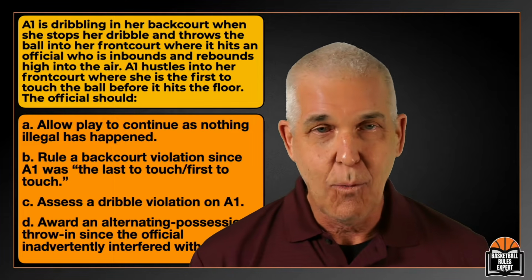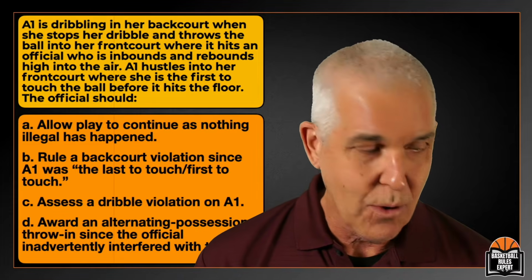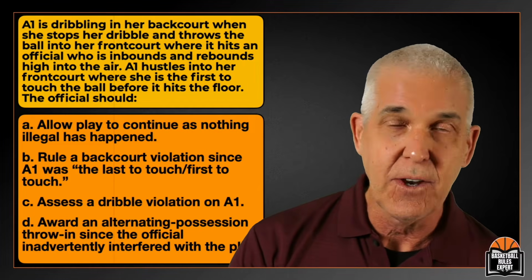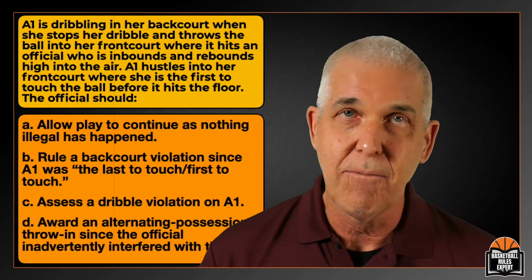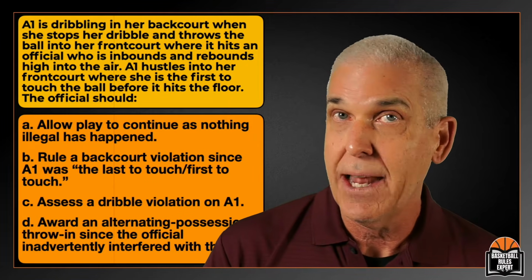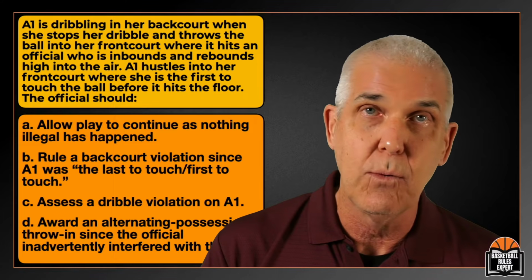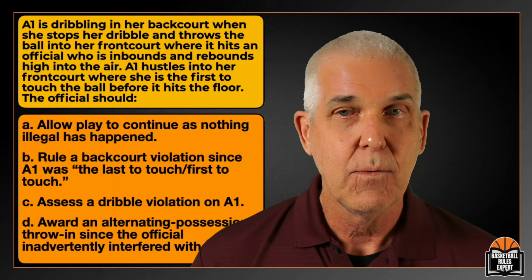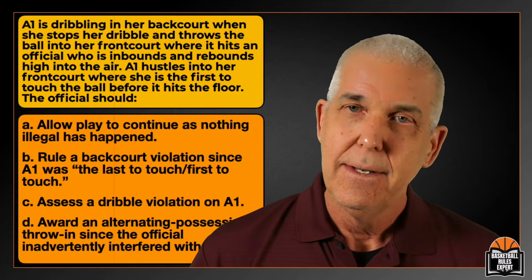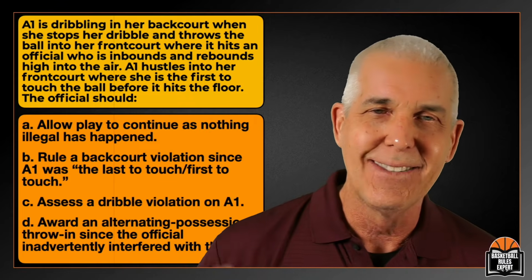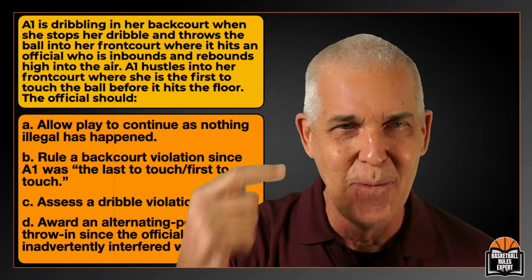Well, first of all, let's look at D. Award an alternating possession throw-in since the official inadvertently interfered with the play. The official is part of play when they are on the court. If this ball had contacted the official out of bounds, the ball would be out of bounds by rule. If the official is on the court, they are part of play. When the ball hits an official and rebounds, let's hope it hit him on the shoulder, right? And rebounds high into the air, not off the dome.